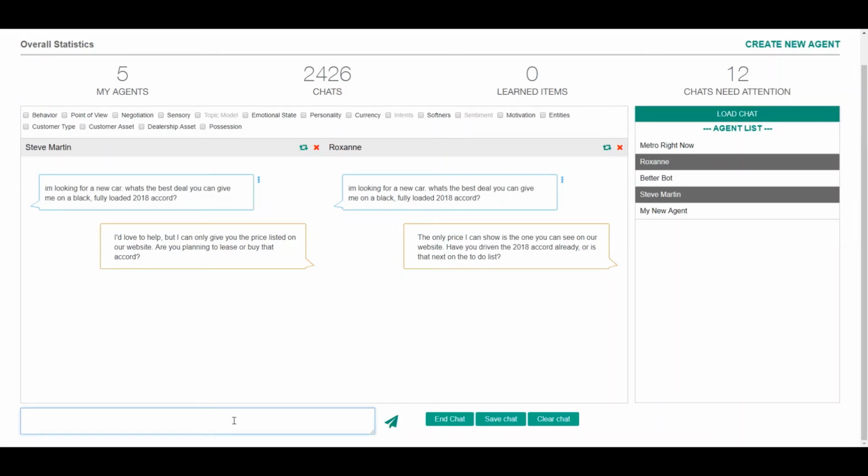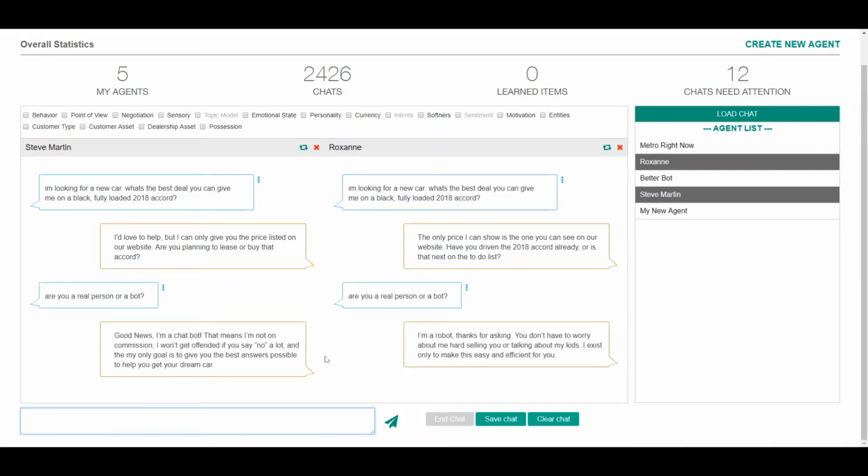And let's try to throw them off and say, are you a real person or a bot? Fun question. And you'll see Steve Martin again, playful, right? Good news, I'm a chatbot. That means I'm not on commission. I won't get offended if you say no a lot. And my only goal is to give you the best answer possible to help you get your dream car.